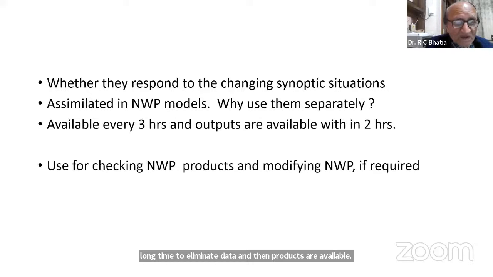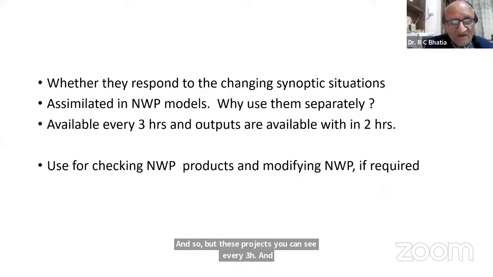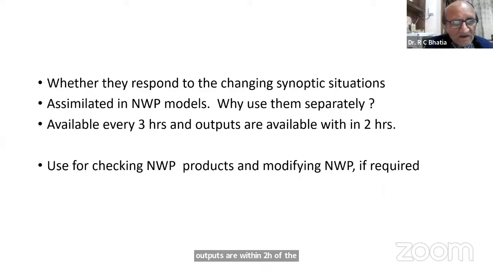But these products, you can see every 3 hours, and outputs are available within 2 hours of the image time. Say zero GMT products, if you want, you can get by about 7:30 in the morning on the website. They are updated sometimes even before that. And the satellite picture and product are sometimes used for checking NWP products. Sometimes there are errors in the NWP, so they are used to check, and if required, modify sometimes.